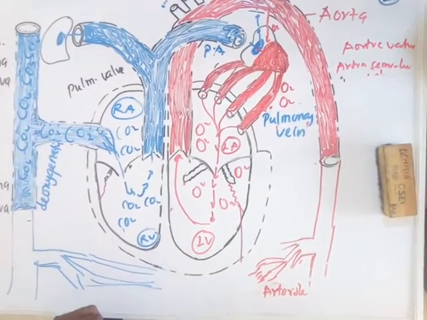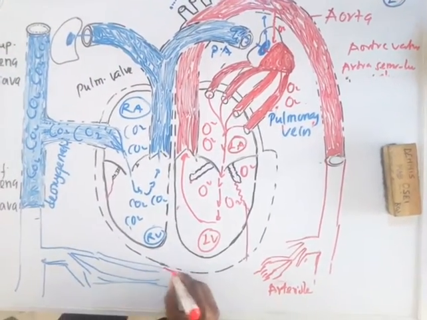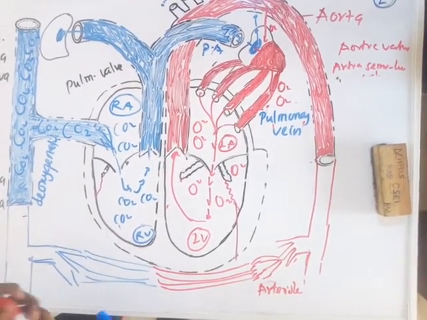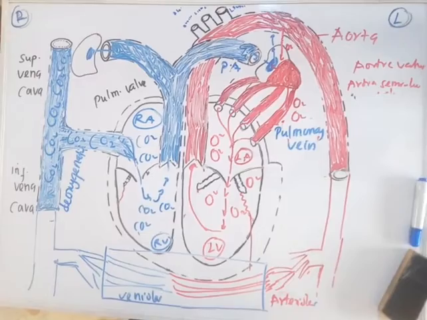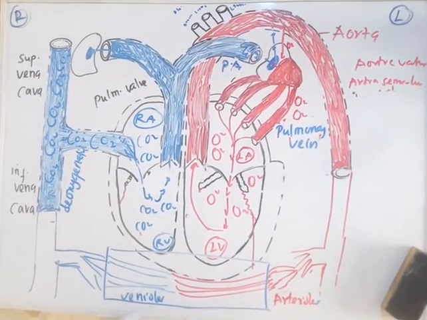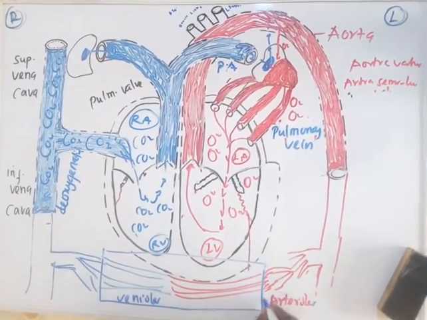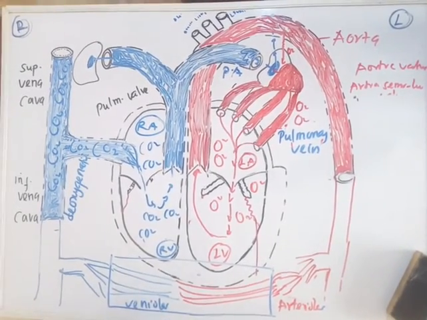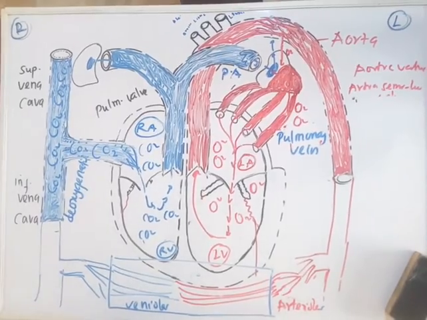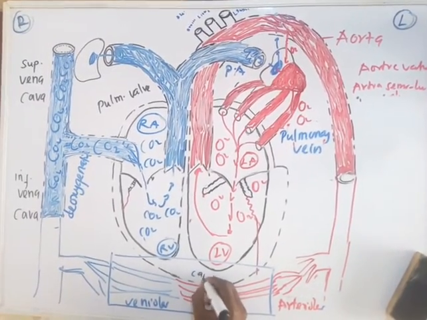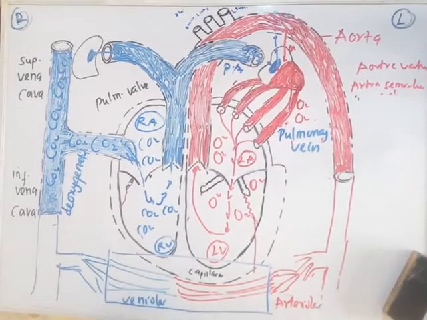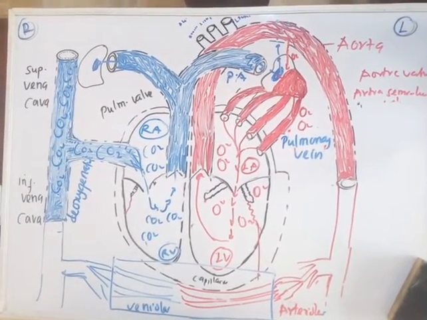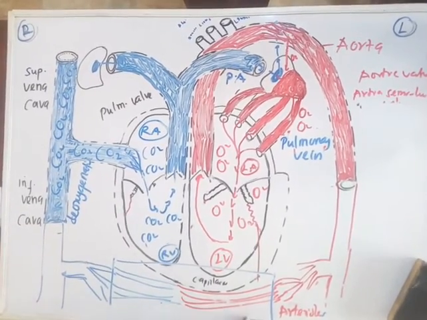So the venules combine with the arterioles of the big, medium, or small size arteries. These venules plus the arterioles are what is referred to as the capillaries. The venules and arterioles together are called capillaries, and at this point is where there is exchange.